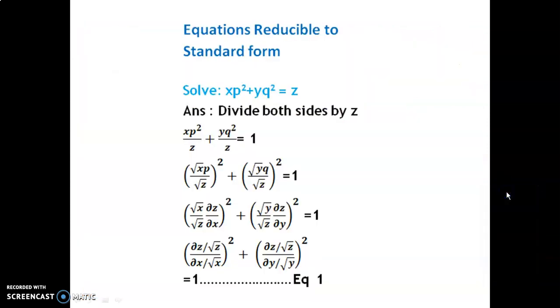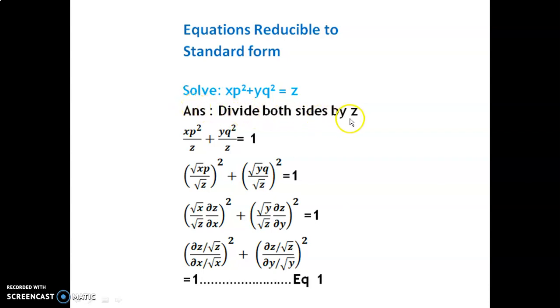Today in this video, I will explain equations reducible to standard form. Solve x p square plus y q square equal to z. In this equation, 5 variables are present: x, y, z, p and q. But the power of p and q is greater than 1. So we will solve this example by using equations reducible to standard form.